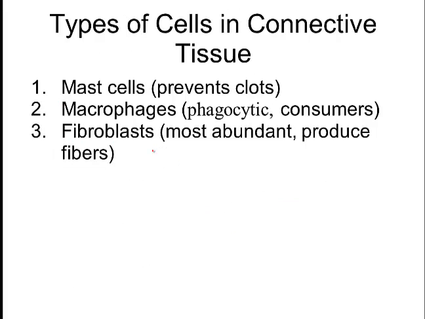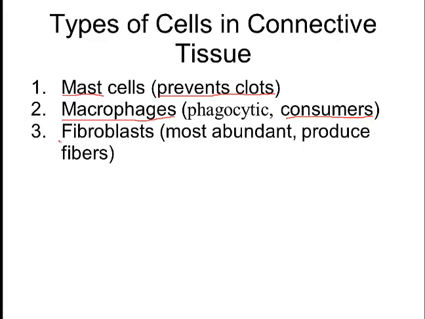So within our connective tissue there are three main types of cells. Mast cells are a type of cell that helps to prevent blood clots. So they're going to release things like anticoagulants into the blood and keep your blood from sticking together. You have macrophages. Macrophages are phagocytic. That means that they are consumers. So when things get into your body that don't belong, or when you have worn out materials in your body that you need to get rid of, macrophages are going to do that. They will consume the things that aren't supposed to be there anymore and then break them down.